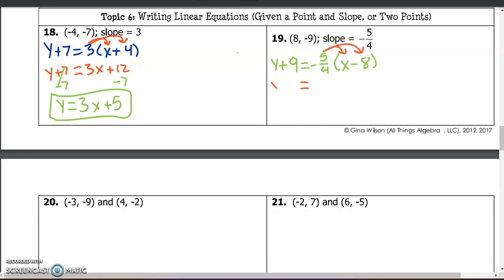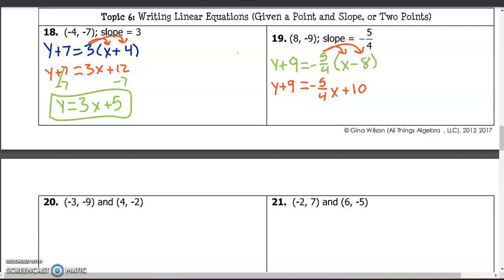So on the left, again, nothing changes, y plus 9. I get -5/4 times x, so it's just -5/4 x. And then the trickier one is here. Negative times negative, so this is going to be positive. And then 5/4 times 8. Remember, you're only multiplying the 8 times the numerator, so 8 times 5 is 40. So I technically get 40/4. 40 divided by 4 is just 10. So this is really just plus 10.